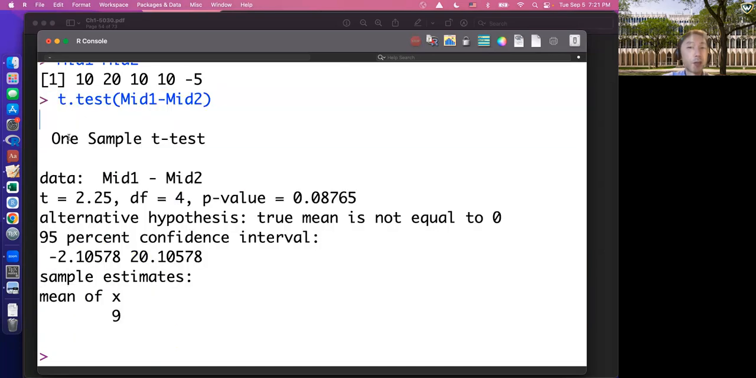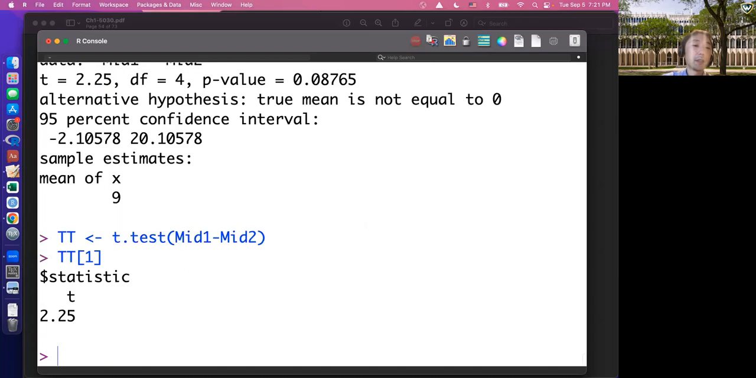We have a lot of information here, some verbal information and also some numbers: the t-statistic, the degrees of freedom of the test, the p-value, the confidence interval, and the sample mean of the difference. But actually, if you name this TT and extract the first element, the first element of TT is the t-statistic.